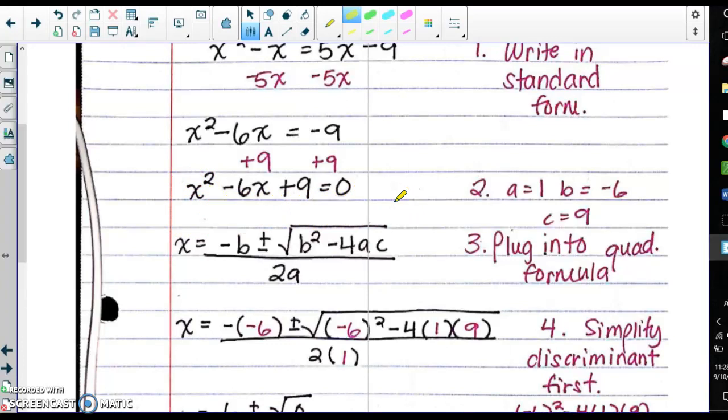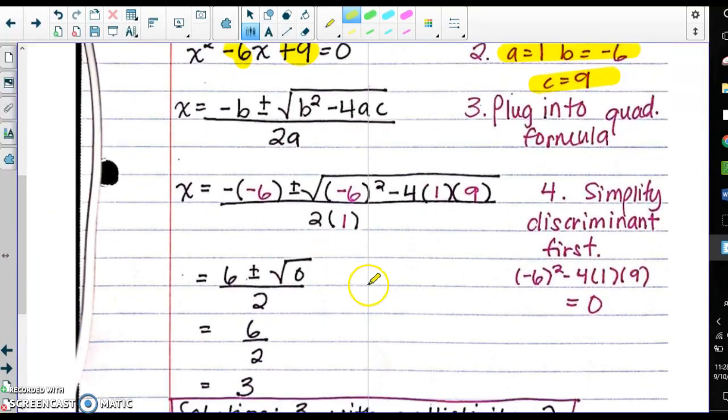Now I can label my A, B, and C. A is 1, B is negative 6, and C is 9. You see that here, there's no number here, so that's an understood 1. B is negative 6 and C is 9. All right, plug it into your formula.